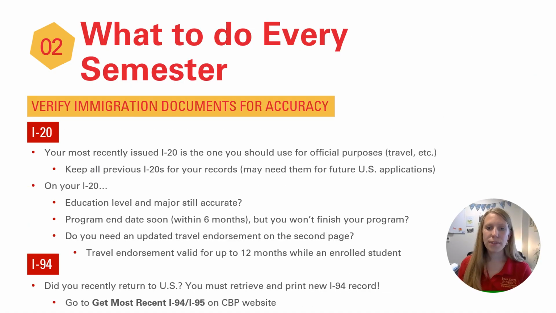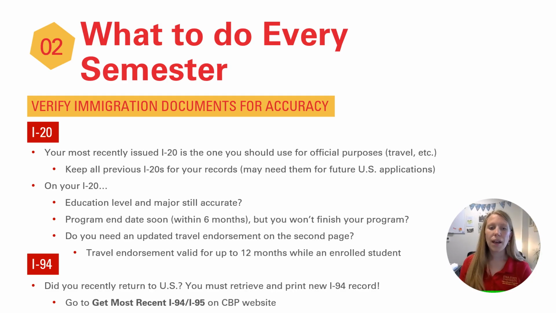Throughout your time at Iowa State, you will want to check your immigration documents to verify them for accuracy every semester. One of these documents that you should verify is your I-20. You should always have your most recently issued I-20. This is the I-20 that you should use for official purposes such as travel. Please make sure that you keep all of your previously issued I-20s for your records after a new I-20 is issued. You may need these previous I-20s for future U.S. applications.